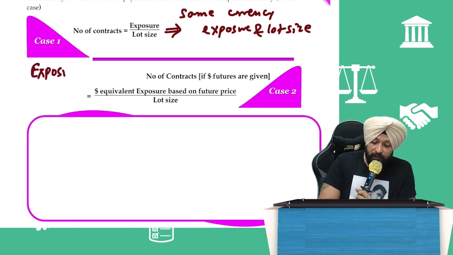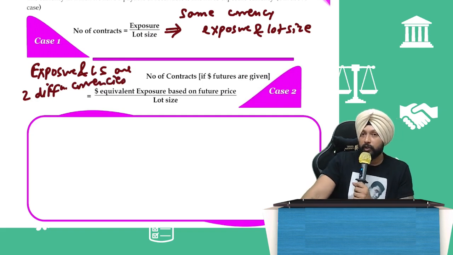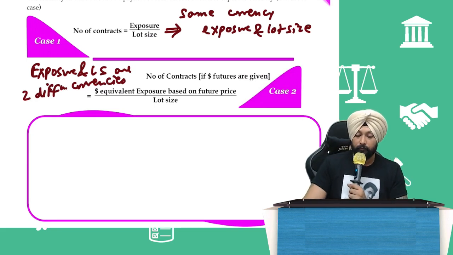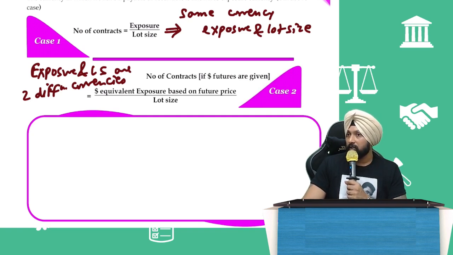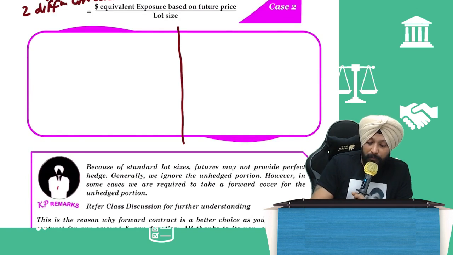And case 2 is when exposure and lot size are two different currencies. So the number of contracts in that case will be dollar equivalent exposure based on future price divided by lot size. We have some space. We'll try to understand one example of each.